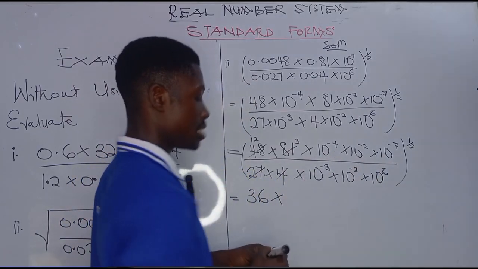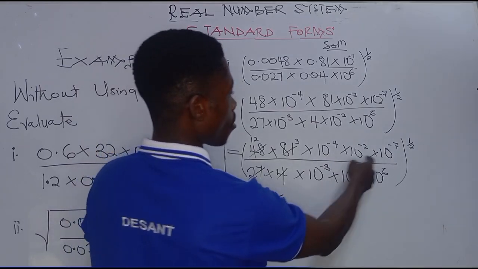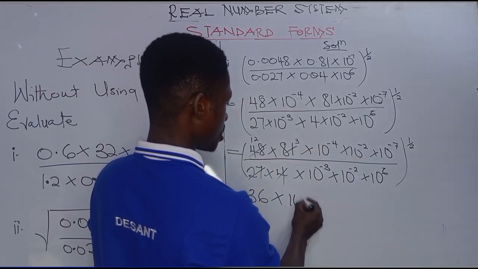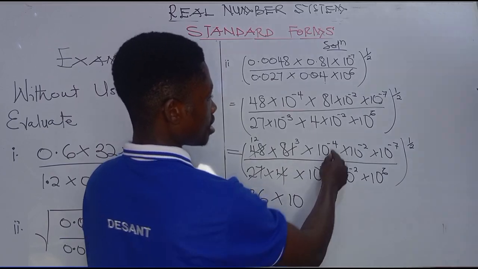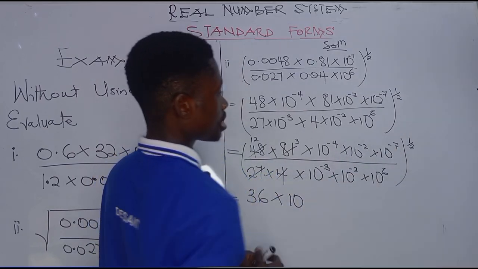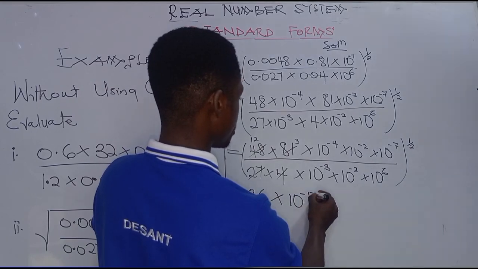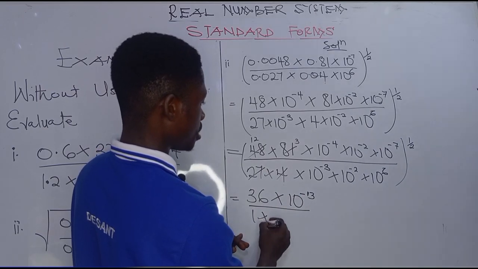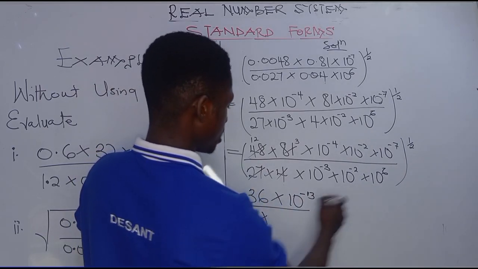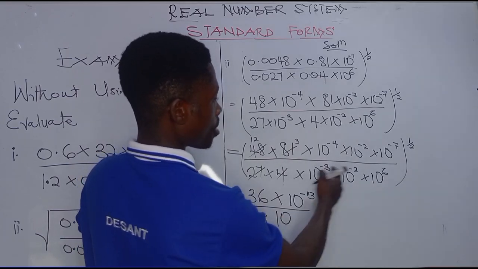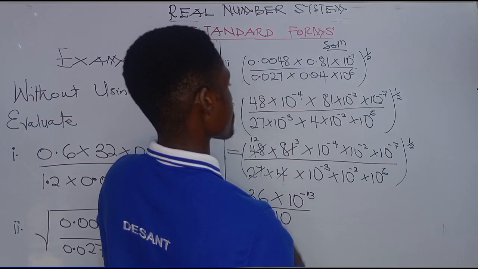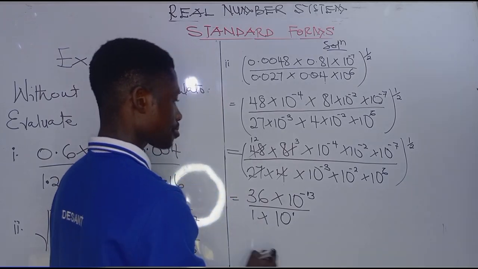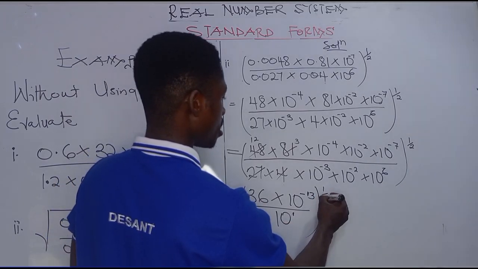And then we can apply our basic knowledge in indices. When two or more numbers are multiplying and they have the same base, 10, 10, 10, we pick one of the base, and then we add their exponents. So we have this plus this will give us minus 6, plus this will give us minus 13. Then all over, we are left with 1 times 10. Applying the same concept in indices, minus 5 plus 6 will give us 1. Remember, all this is raised to the power of half.